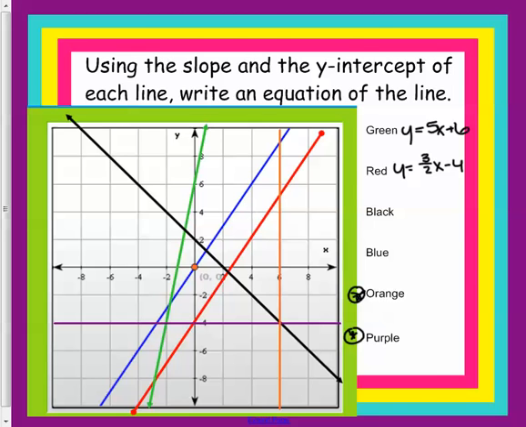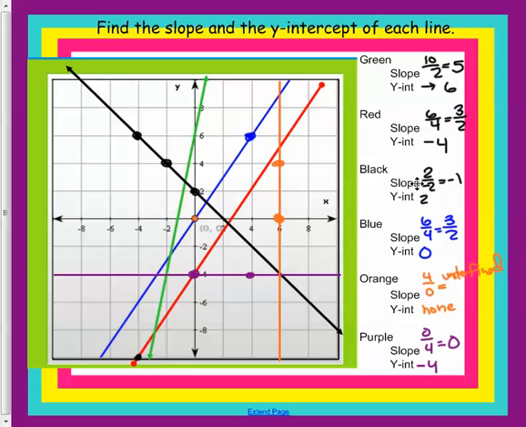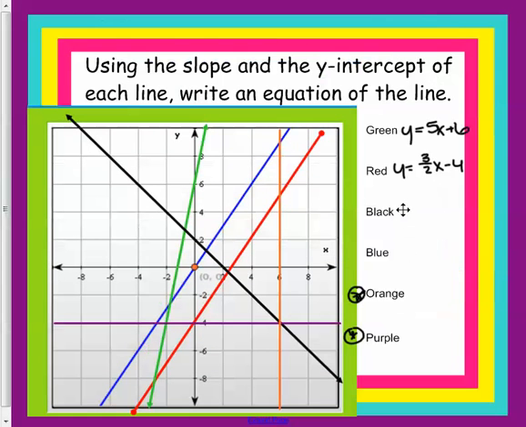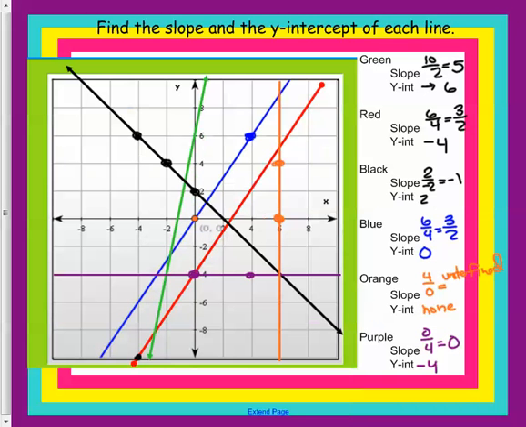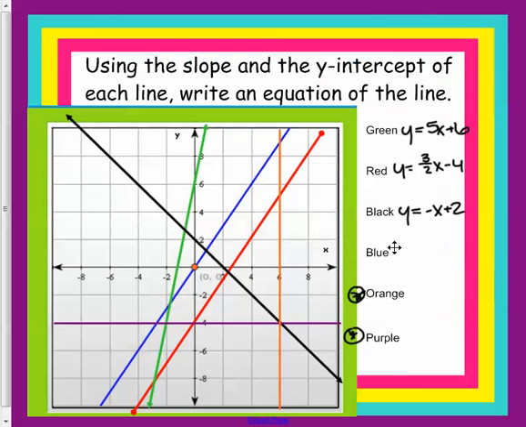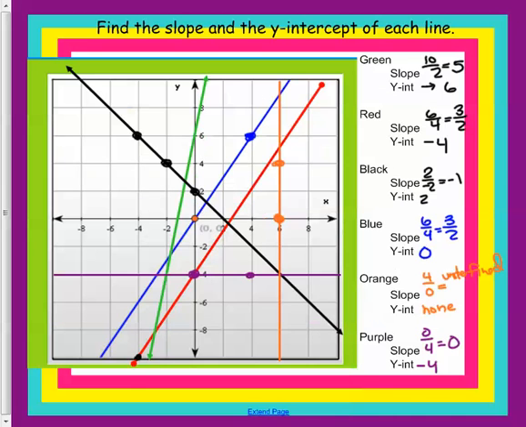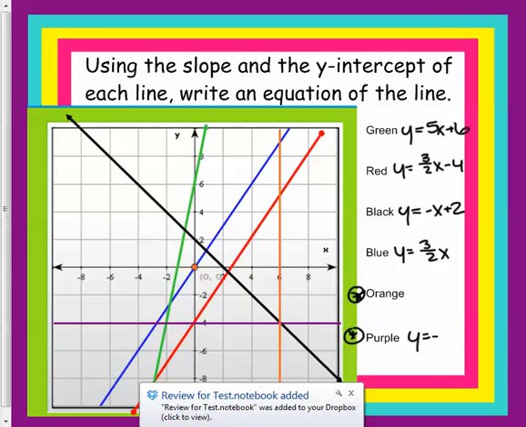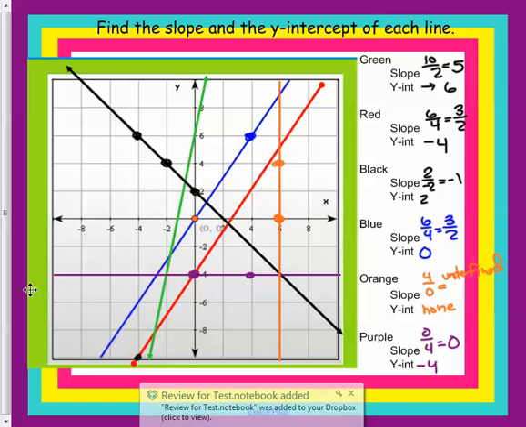Okay, so here's my work. For the black one, we are going at a -1, 2. So you should simplify that and have a -x plus 2. If we look at the blue, it's a 3/2 plus 0, so you need to simplify that. Y equals 3/2 x, and it's done. For the orange one, let's skip that one, and let's go to the purple first. We've seen one like this before. It's just the y-intercept is -4, so y equals -4. And then we look for the orange, and it's undefined and none.